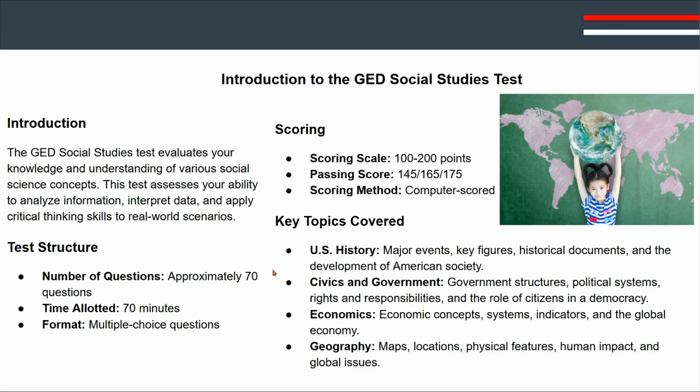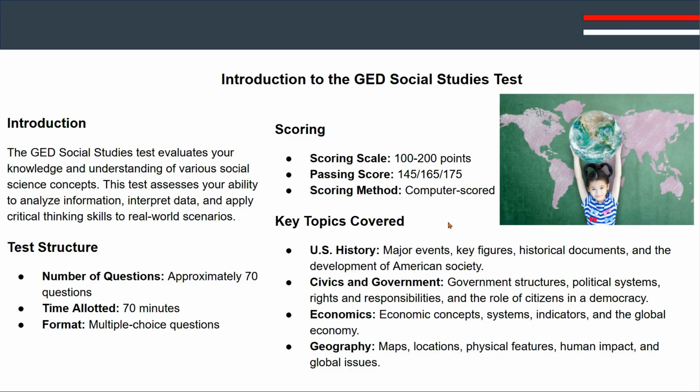The test structure is about 70 questions in around 70 minutes, and it's multiple choice. There used to be an essay on this a few years ago, but they took it off. That's a question many students ask me: what about the essay? It's not there anymore. They took out the essay, so it's all multiple choice. But just because it's multiple choice doesn't mean it's easy. These multiple choice questions will push you to the limit of your critical thinking skills, so you have to stay sharp if you want to do well in this test.